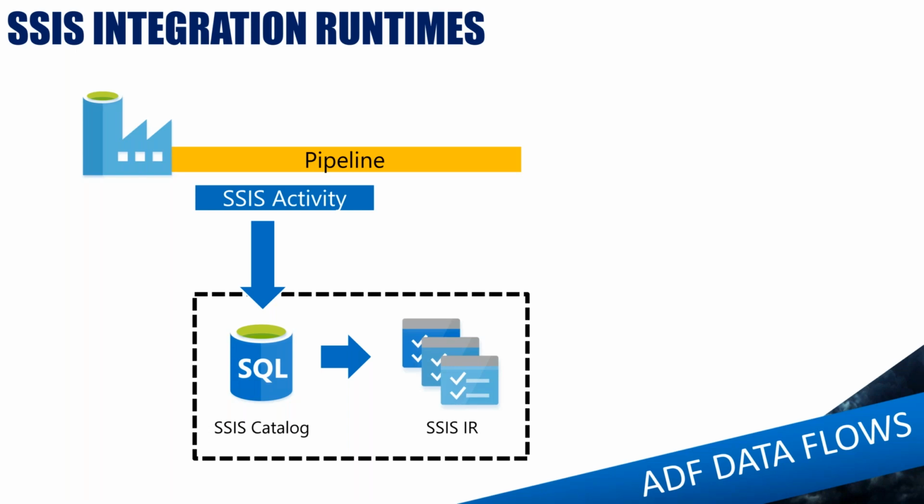So if I'm using SSIS, I can still do that. I've got an SSIS activity, and I need to have those two bits set up: my SSIS integration runtime and my SSIS catalog. And I can do that. I can set this up, I can have a pipeline, point it at an SSIS package and run it.